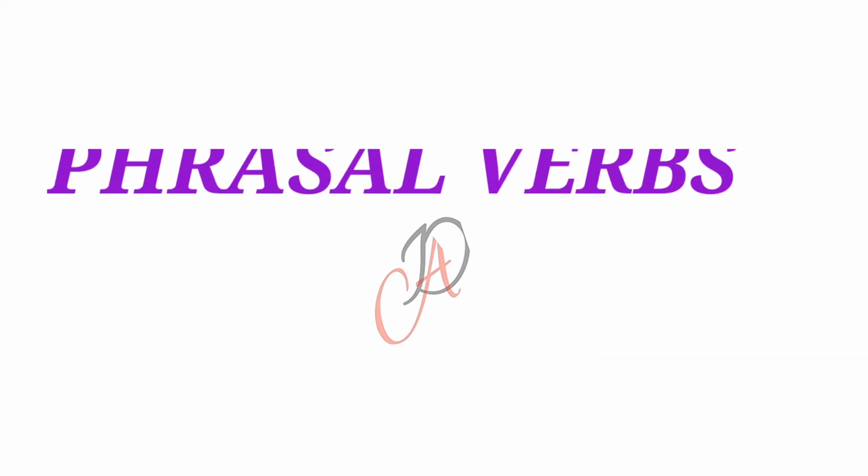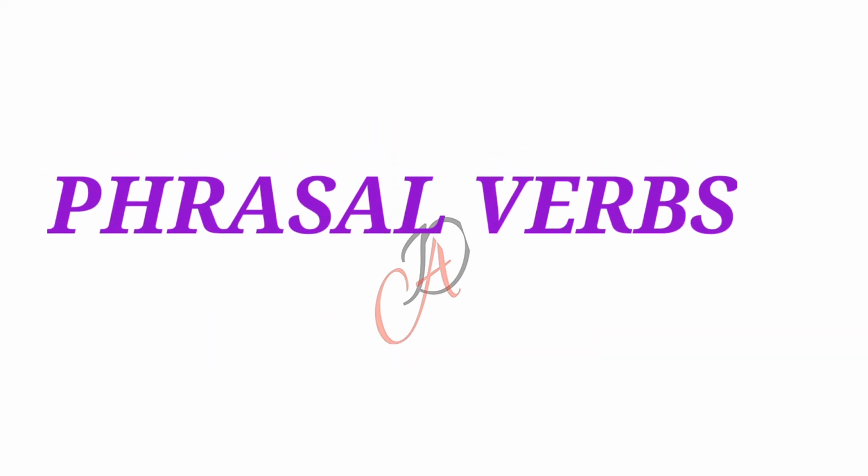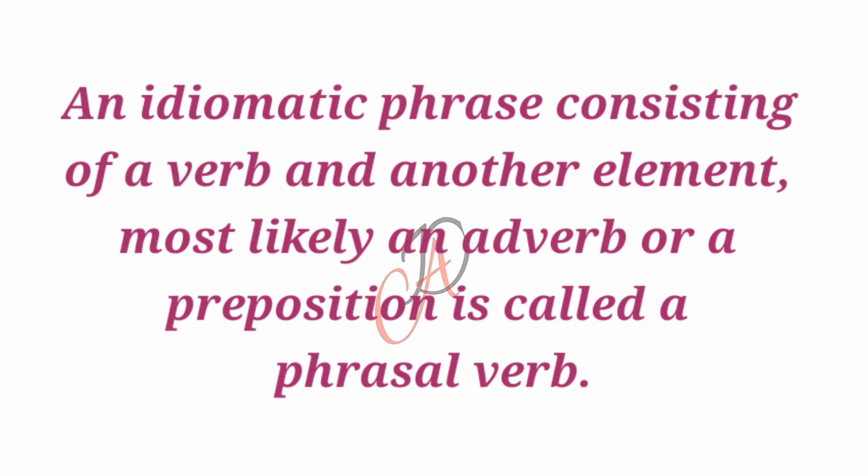Let's move on to the next type of verb, that is phrasal verb. An idiomatic phrase consisting of a verb and another element, most likely an adverb or a preposition, is called a phrasal verb. For example, she broke down in tears. And in this example, broke is a verb and down is a preposition. And hence, broke down is a phrasal verb.